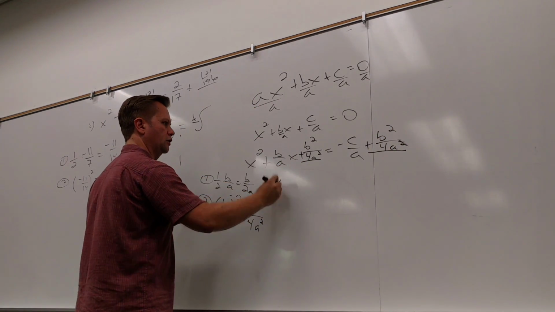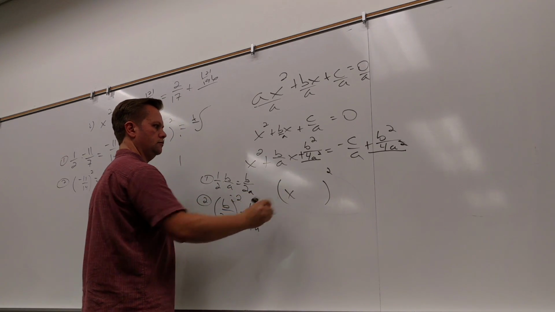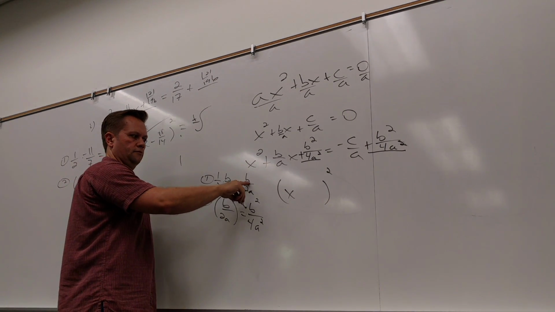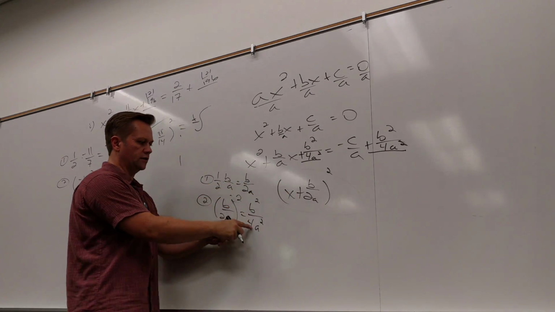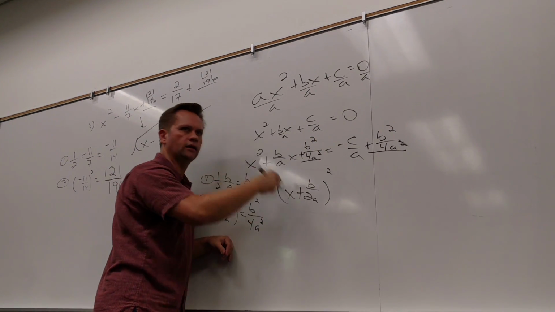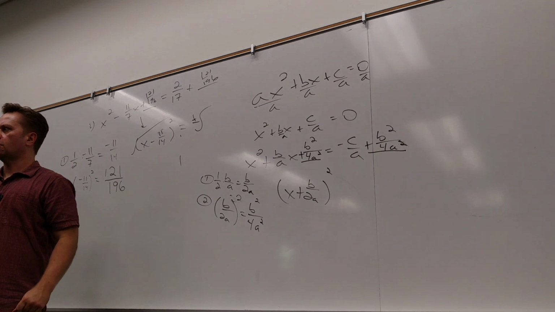And now how does this factor? X plus B over 2A. So the first step tells you how it's going to factor, and the second step tells you what you have to add to make it factor like that. Always.